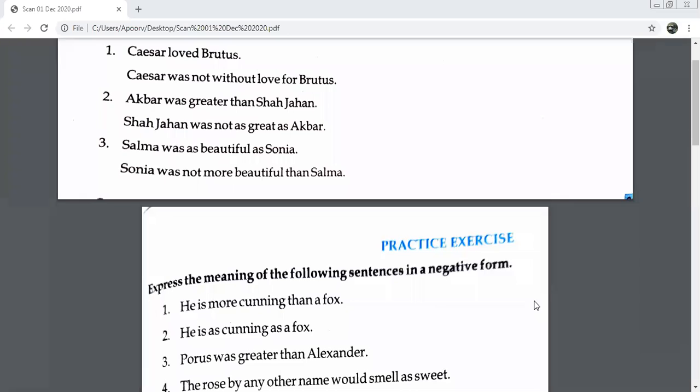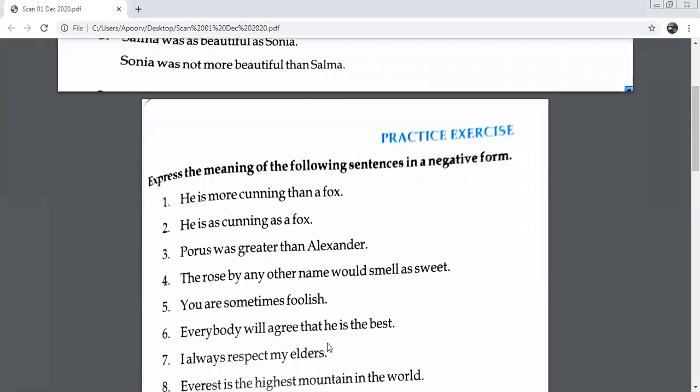Why do very few students always speak? Others are not speaking. Next one. Porus was greater than Alexander. Alexander was not as great as Porus.